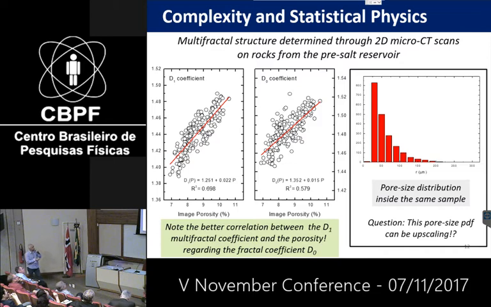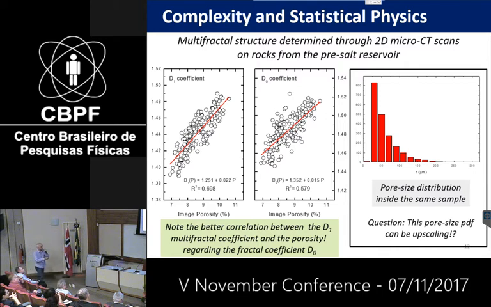Another example of how to describe the statistical property of an image: regarding the last image, we have, for example, the fractal structure and the multifractal structure. Here again, we have to point out the fact that, for example, the image porosity seems to be better correlated with the multifractal structure as compared to the fractal structure. This is also important because it means that in some sense, the multifractal structure can be more correlated with the pore structure of the analyzed system.